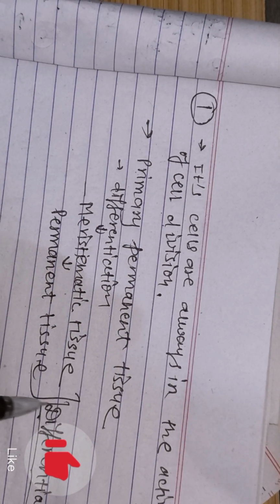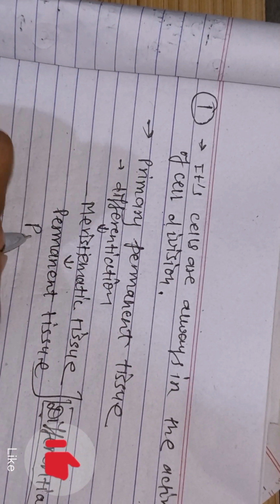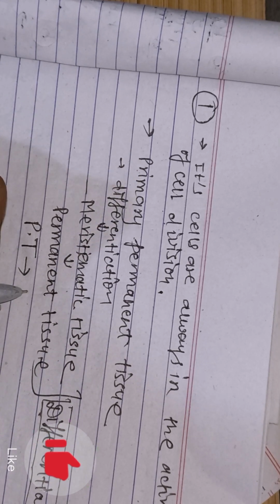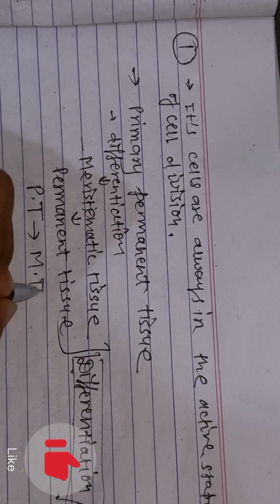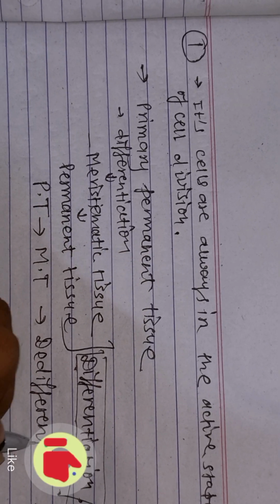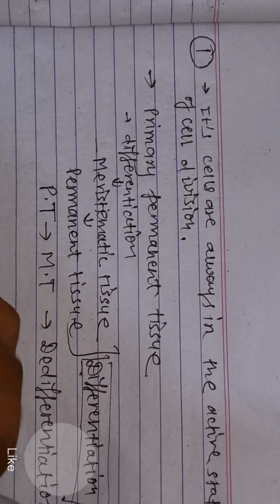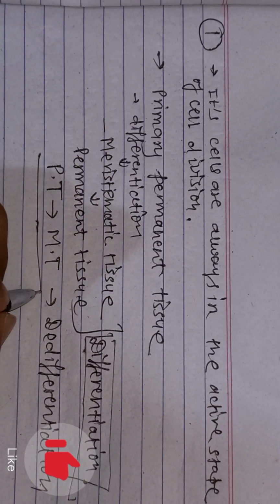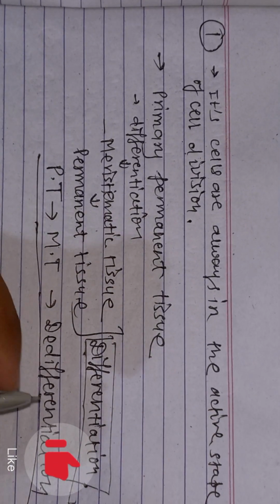Let's talk about its opposite term. If permanent tissue converts to meristematic tissue, then this process is called de-differentiation. This process is called de-differentiation.